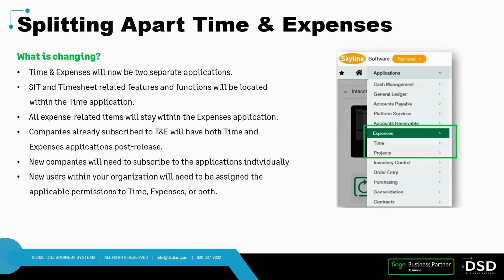Now we're going to talk about splitting apart the time and expense. As of last week, time and expense was an application that was joint, that was together. Sage Intacct went ahead and separated those two applications. If you are already subscribed to those applications, you would not need to go into your permissions to have those split out. Those would automatically be split out for you. If you are looking to subscribe for time and expense, you would have to subscribe to time, and then subscribe to expense as well, and go down through those permissions, which would be separated.